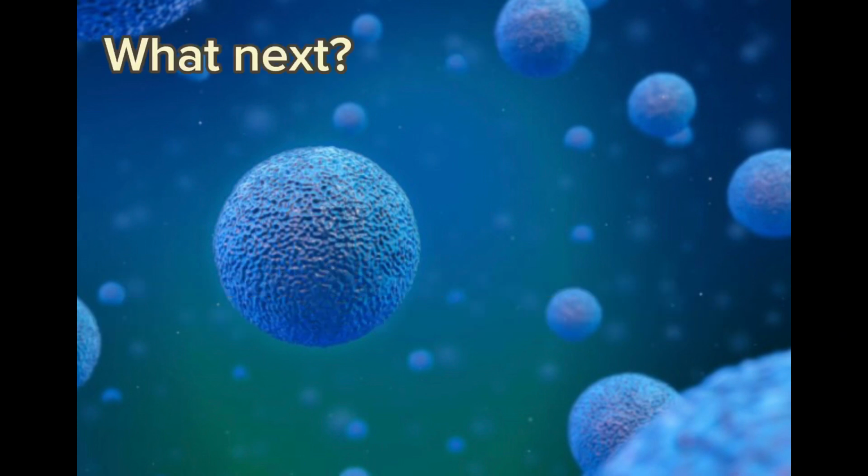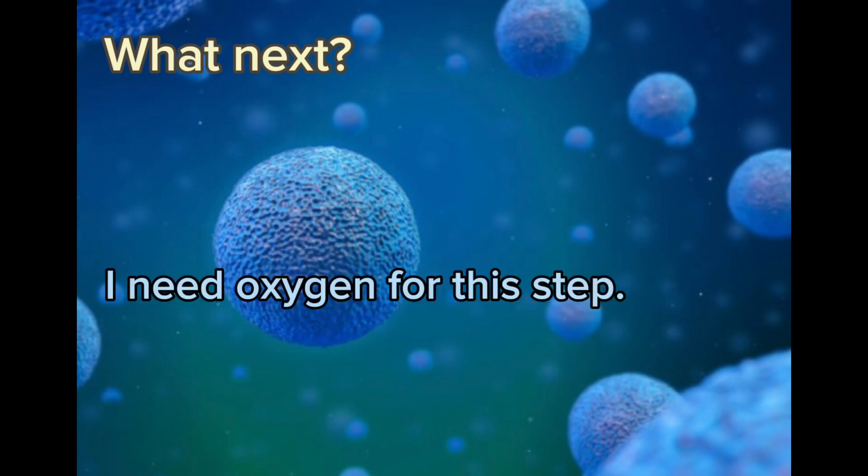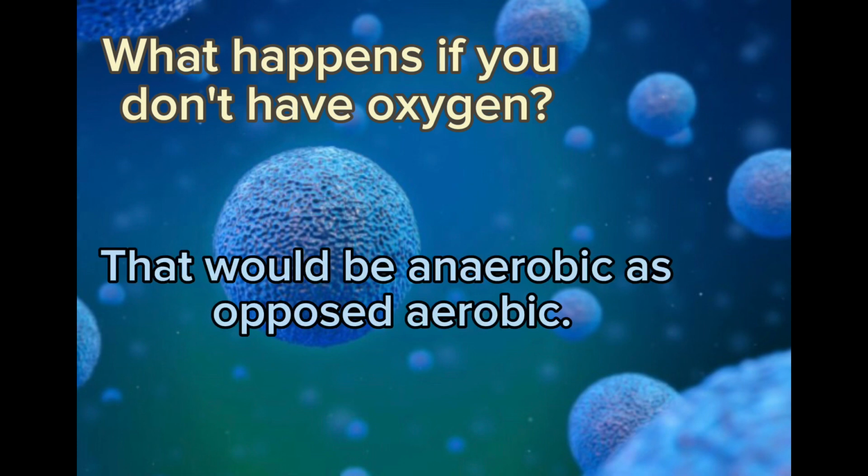Cool, what next? The third step is ETC, and it happens in the cristae. It changes NADH and FADH2 into 32 ATP, and a little bit of water. I need oxygen for this step. What happens if you don't have oxygen? That would be anaerobic as opposed to aerobic.